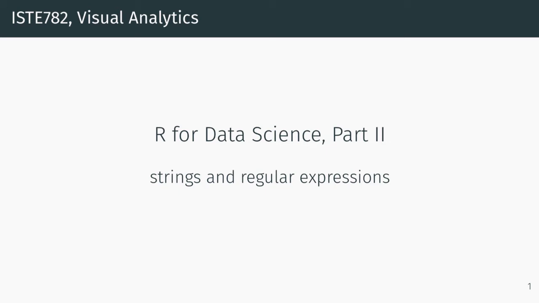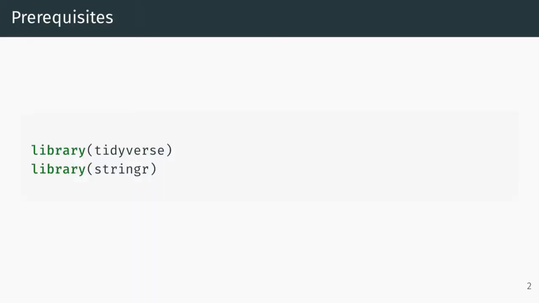The textbook is R for Data Science. This is in part 2 of the textbook. The chapter is Strings and Regular Expressions. So you'll often have to deal with strings in your analytics, and you'll often use regular expressions to do so. And to do this, you're going to need an additional library, so you'll have to load the base tidyverse package, all those libraries, and then you'll also have to load the library stringr.